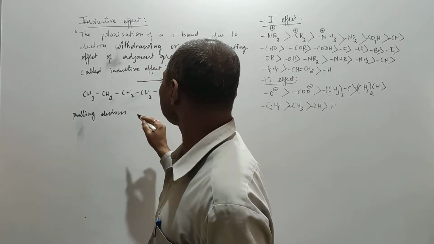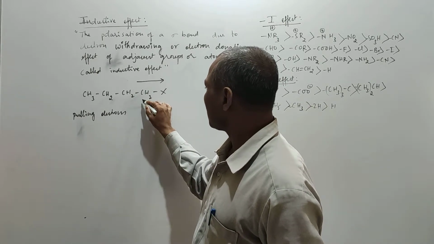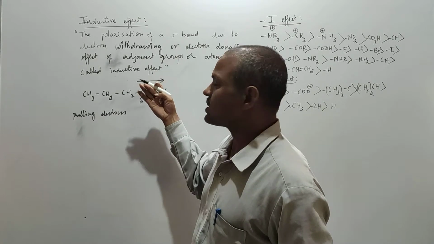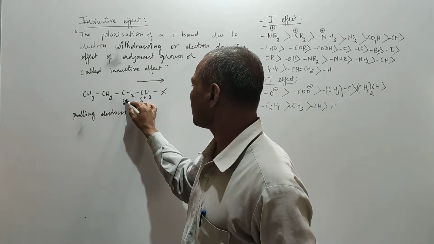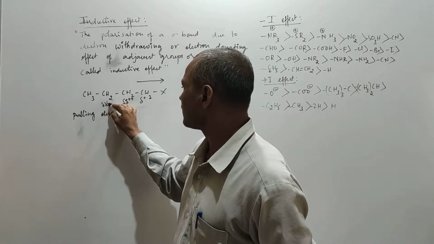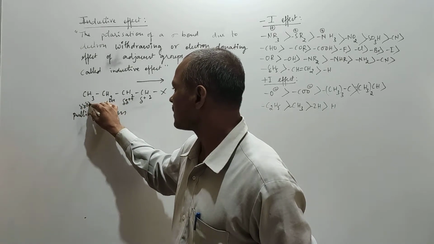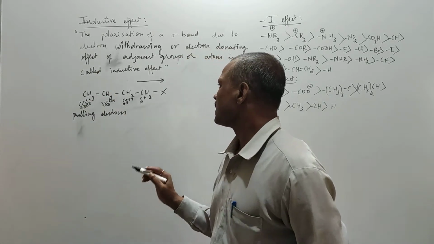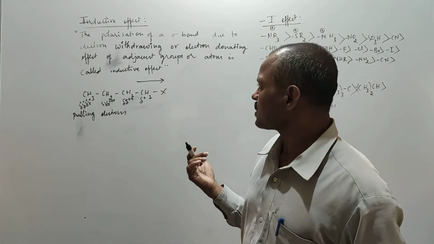Okay, so because of that, what happens? The first carbon is influenced, its electron deficiency is more than the second one, then the third one, then the fourth one, which faces the least. So like this, the electron pulling capacity is observed.